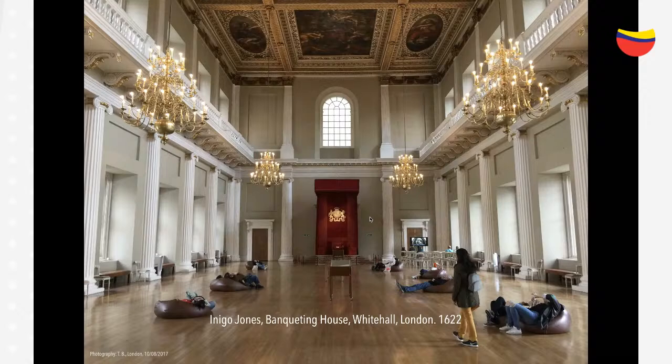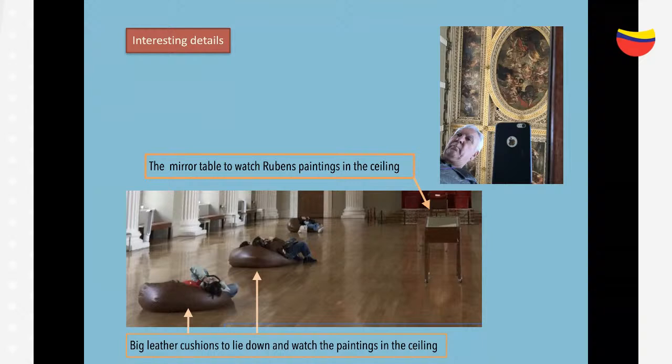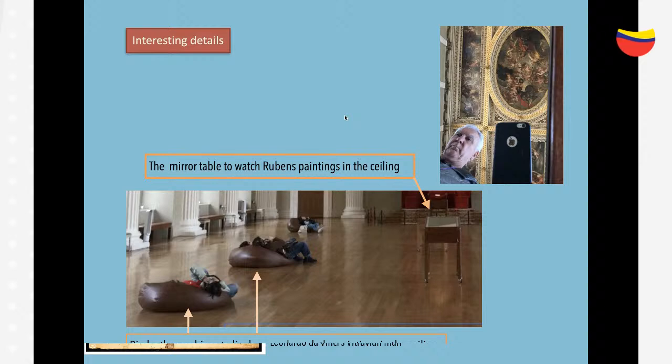But the interesting part is the ceiling, because the ceilings are decorated by the famous artist Rubens. It's full of his works. And when you visit this building, you'll see there are leather cushions. You go there and lie down and look at the ceiling. Or, as I did here, there is a mirror. By looking at the mirror, you can see the ceiling. It's a very interesting building to visit if you go to London.